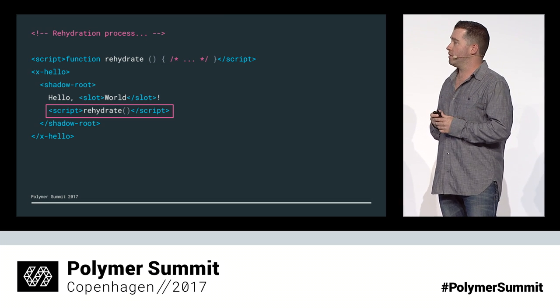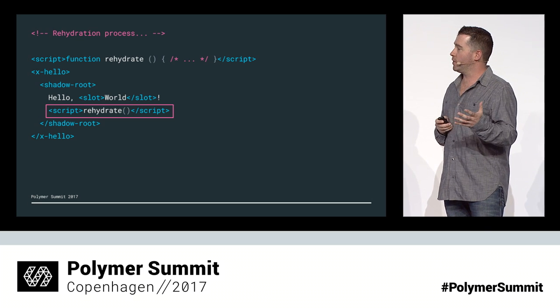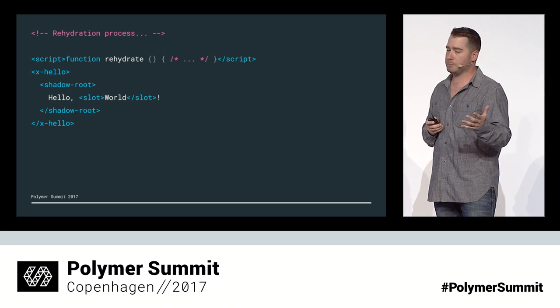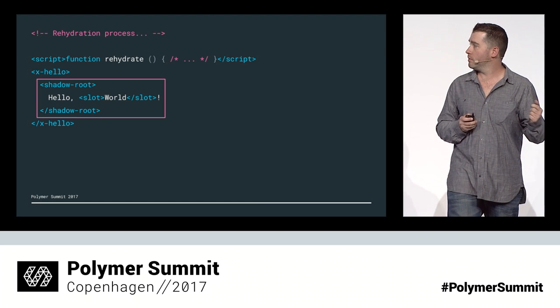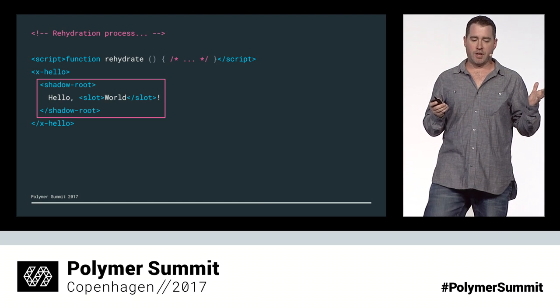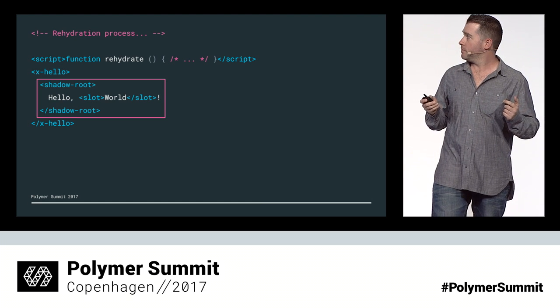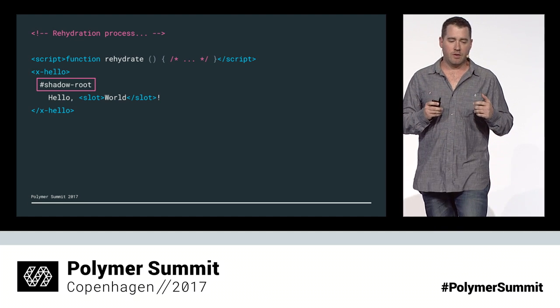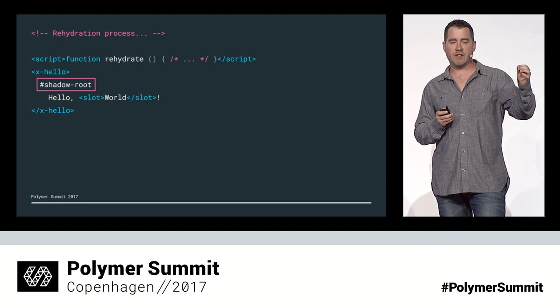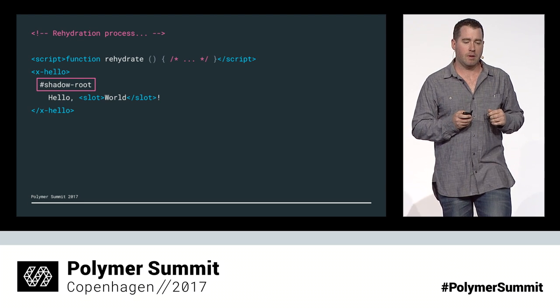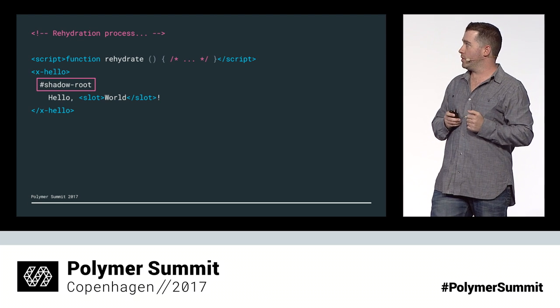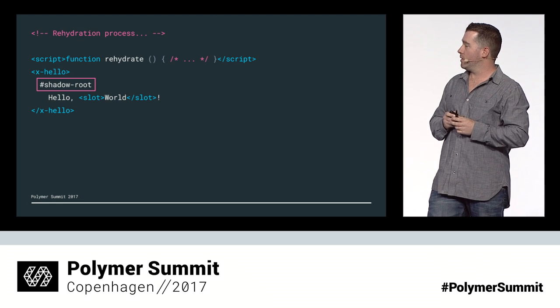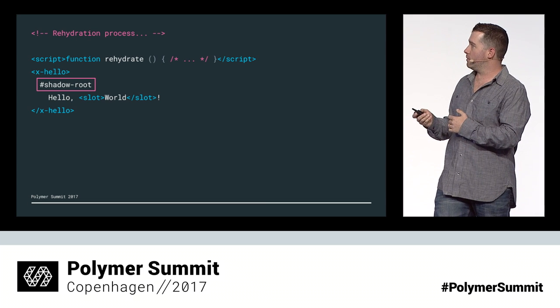So upon rehydration, that script tag that invoked rehydrate gets removed. The placeholder shadow root element is also then removed. And the real shadow root is then attached to the host in its place. And the content from the placeholder shadow root is then transferred to the real one.